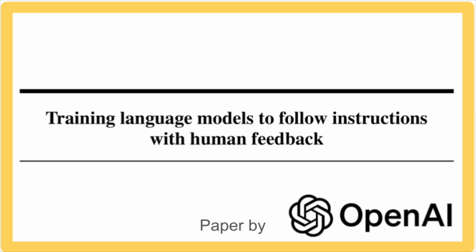The paper demonstrates that this approach significantly improves the performance of language models on a wide range of tasks. The fine-tuned models, called InstructGPT, outperform the original GPT-3 models in terms of human preference, truthfulness, and reduced toxicity. That's impressive. Can you give us some specific examples of how InstructGPT models perform better than GPT-3?